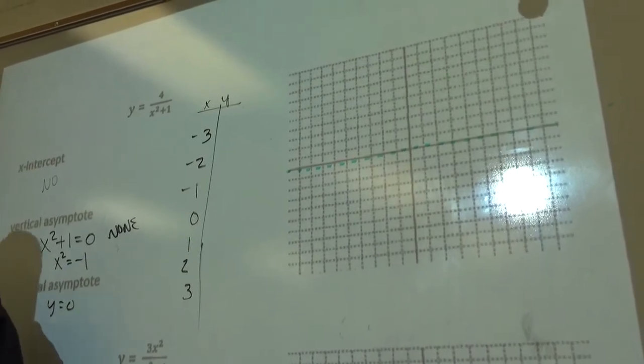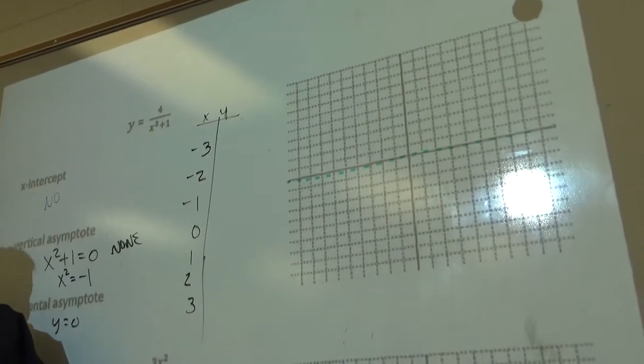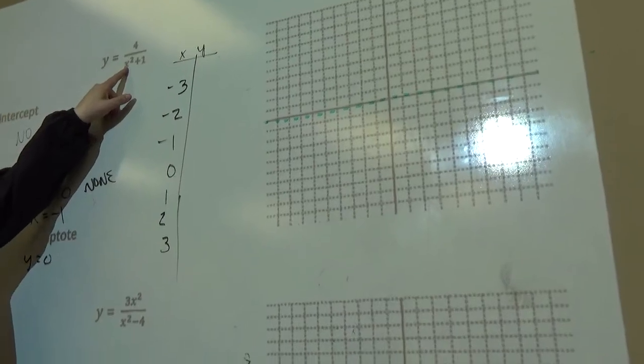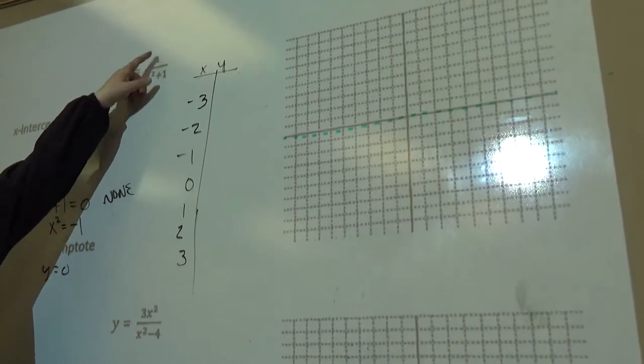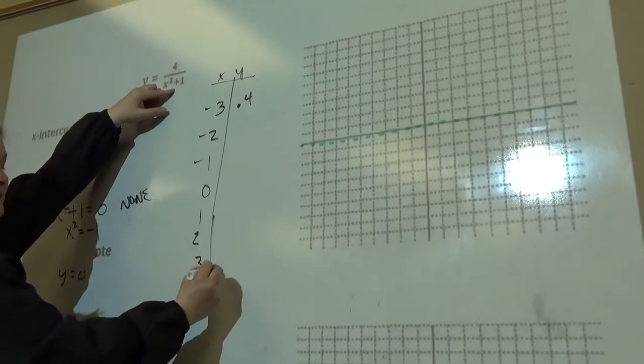Now, if you don't have a calculator at home that will find the table for you, what are you going to do? Put -3 in here and just see what you get. So this would be 9 plus 1 is 10. 4 divided by 10, 0.4. Should be the same for 3, right?